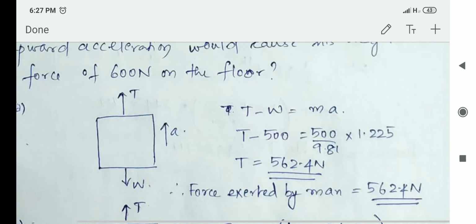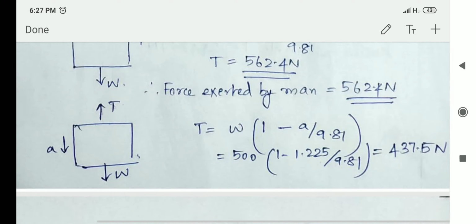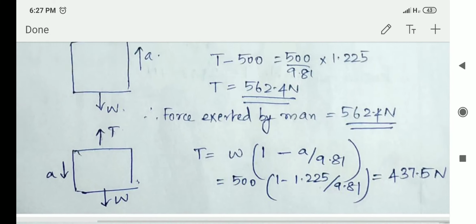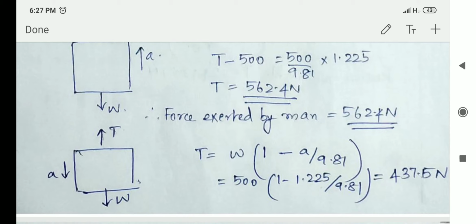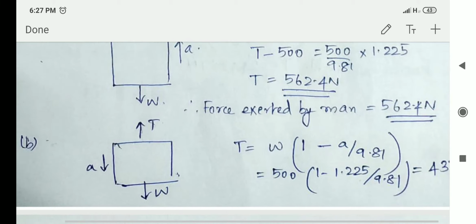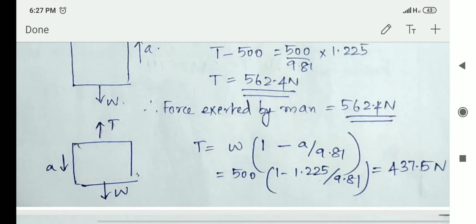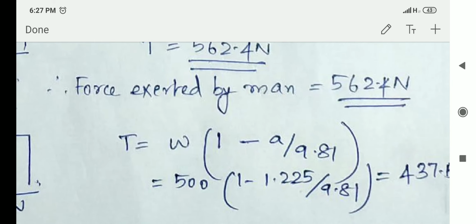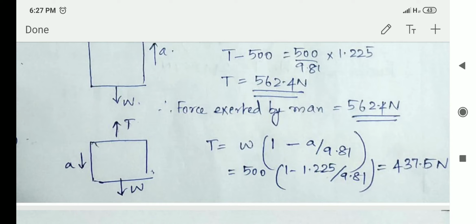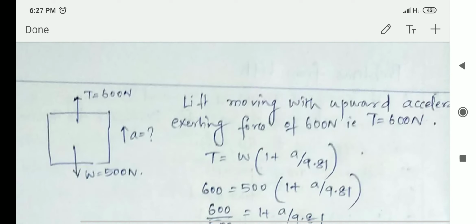So now the motion has reversed to downwards. Here, as we applied earlier, we can apply W minus T equals M into A. When breaking down, we get a formula like this, and upon solving it is equal to 437.5 Newton.